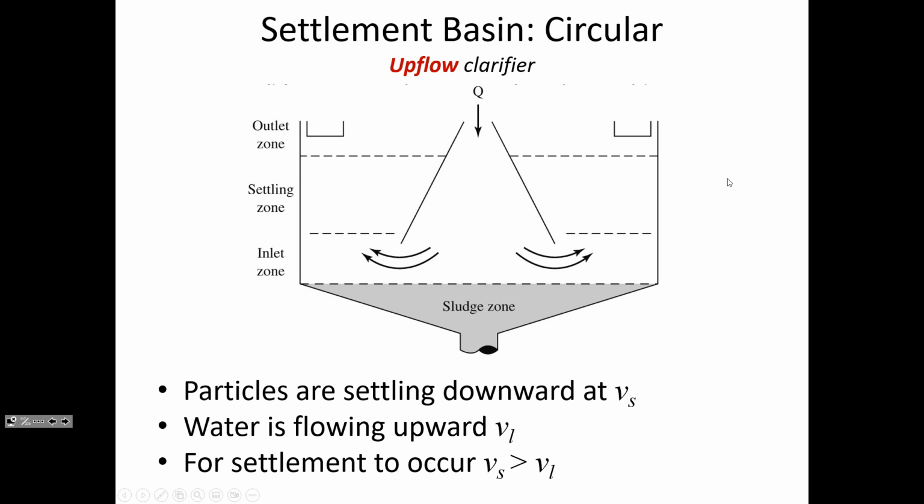And so it's kind of like a terminal velocity problem where what you're hoping is that your liquid velocity upward is less than the particle settling velocity. And as long as that's the case, then the particles will settle downward into the sludge zone and you'll have effective removal of the particles. So upflow clarifiers, we're able to load them more heavily because of that. I'll show you some general rules of thumb and loading rates that clarify the difference between the two.